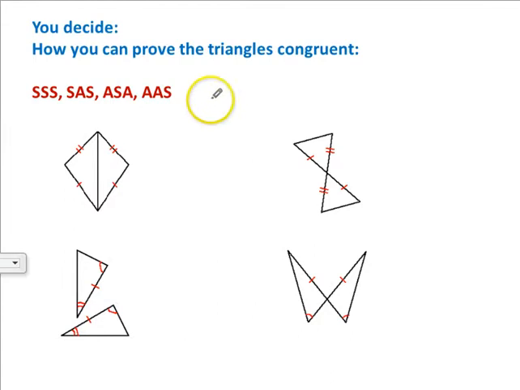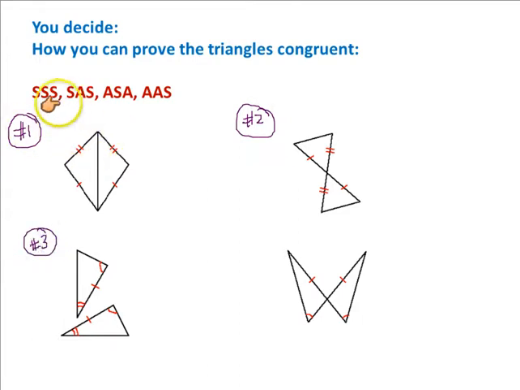So let's look at a bunch of different triangles here and see which postulate that we just learned about we can use to prove that the two triangles are congruent. So I'm just going to number these so we know which one we're talking about. So number one, which postulate can we use, up here I've listed the 4 we learned about, to prove that these two triangles are congruent?